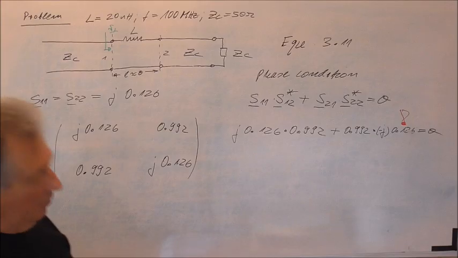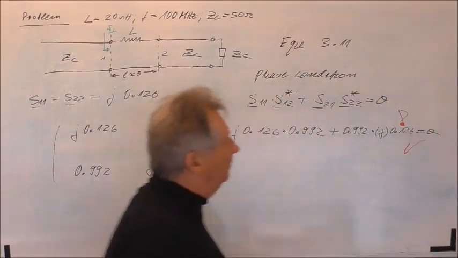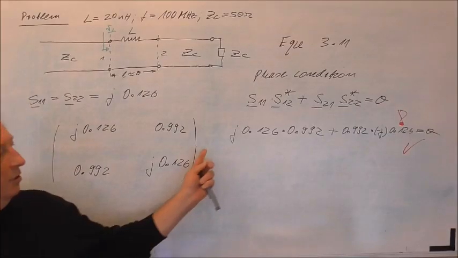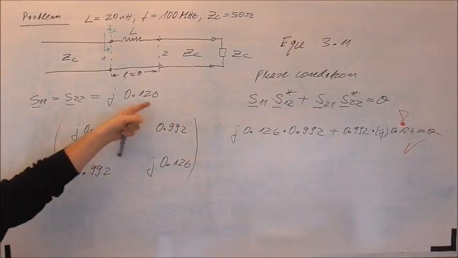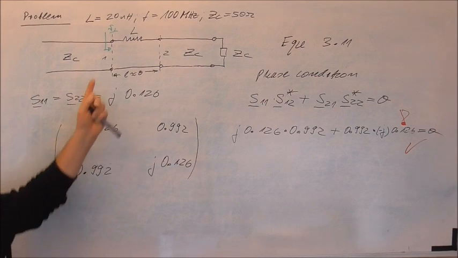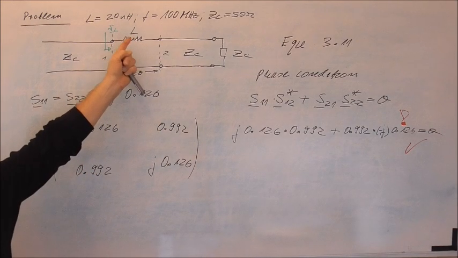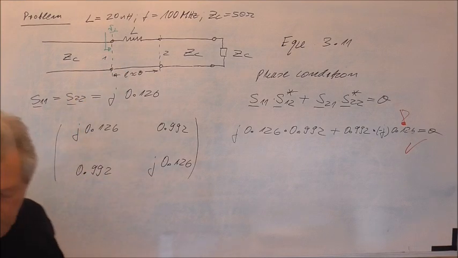So of course we can in principle tick this off. This means the phase condition is fulfilled, which again shows us that this is the correct S matrix of our series inductance at 100 megahertz.